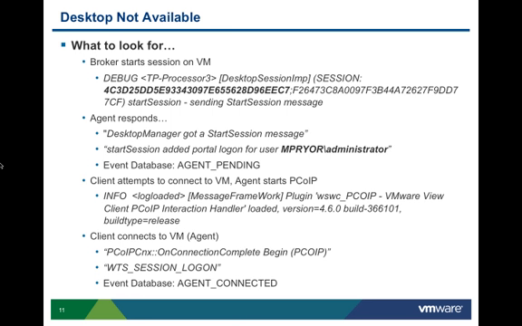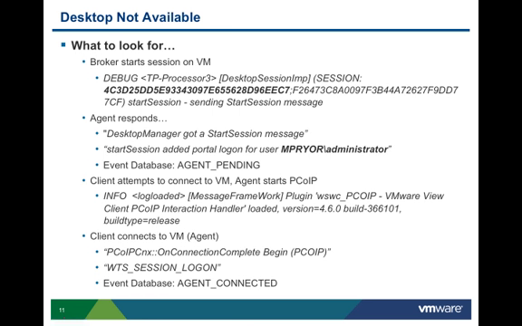The view client will then attempt to connect to the virtual desktop or the view agent, and we'll see 2 specific log entries in the view agent. The first one is that the PCoIP connection has begun, and the second one is this WTS session logon. We'll see this both in a PCoIP and an RDP session.